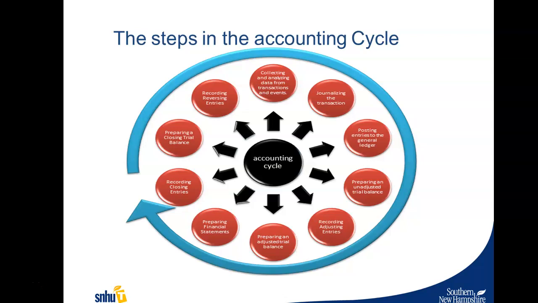Once we record all of our entries, we want to prepare an unadjusted trial balance. Now, unadjusted trial balance is simply a listing of accounts and their ending balances in debit credit format. And remember, our trial balance has to balance. The debits have to equal the credits.